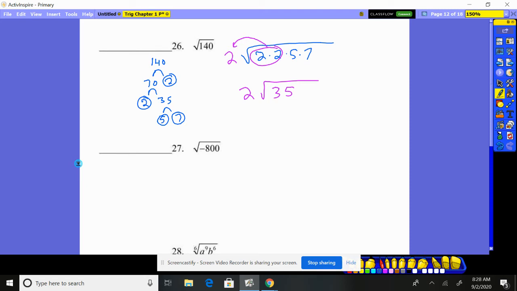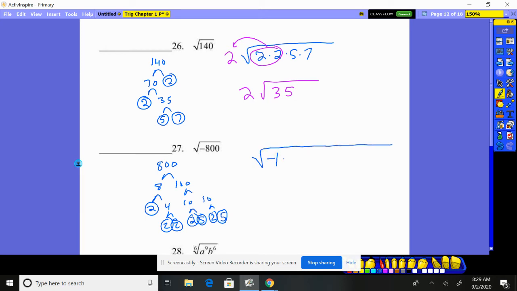800. Well, if we break 800 down, I think the most obvious will be 8 and 100. 8's a 2 and a 4. 4 is going to go 2 and 2. 100 will go 10 and 10. And then that can go to a 2 and a 5. And that 10 goes to a 2 and a 5. So we have a -1. How many 2s? I got a 1, 2, 3, 4, 5. And then how many 5s? 2 of them. And again, this is all multiplication in here.